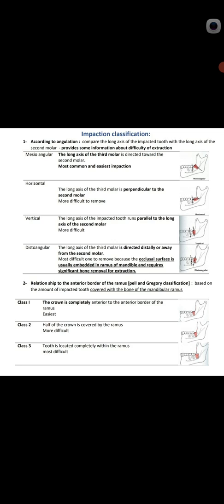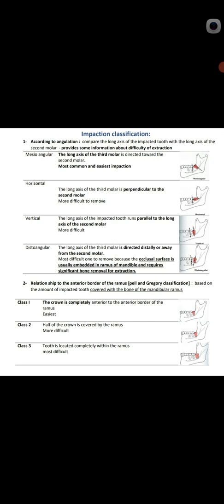Second is the horizontal. The tooth is horizontally placed. The long axis of the impacted third molar is perpendicular to the second molar. Look at the diagram, perpendicular, there is a 90 degree angle. It is more difficult to remove. The third is the vertical. The long axis of the impacted tooth runs parallel to the long axis of the second molar, meaning there is a zero angle, parallel. It is also more difficult.